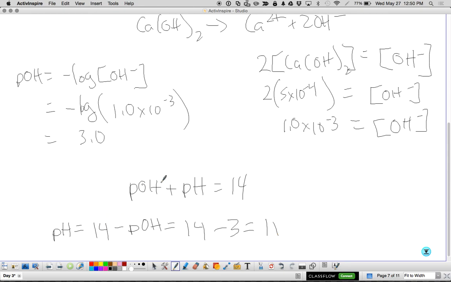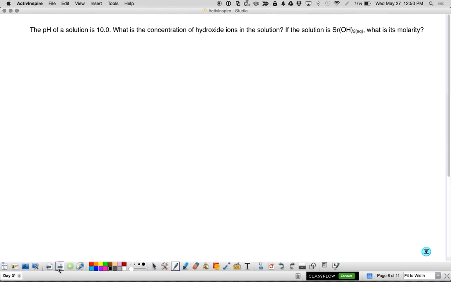So the next one that I'm going to do is this one. The pH of a solution is 10.0. What is the concentration of hydroxide ions in the solution? So this one's a backwards one, right? So here's my square.